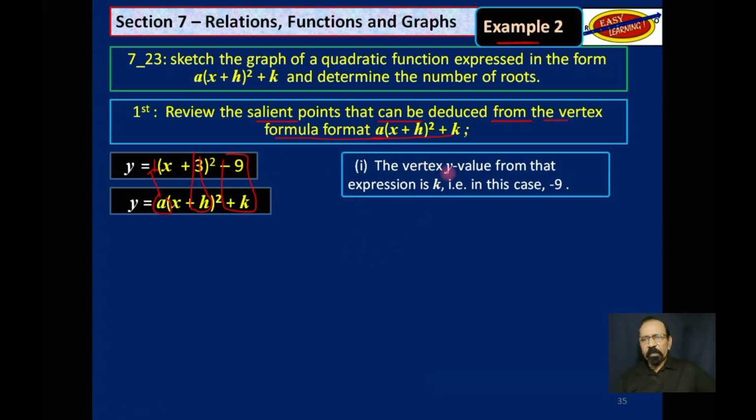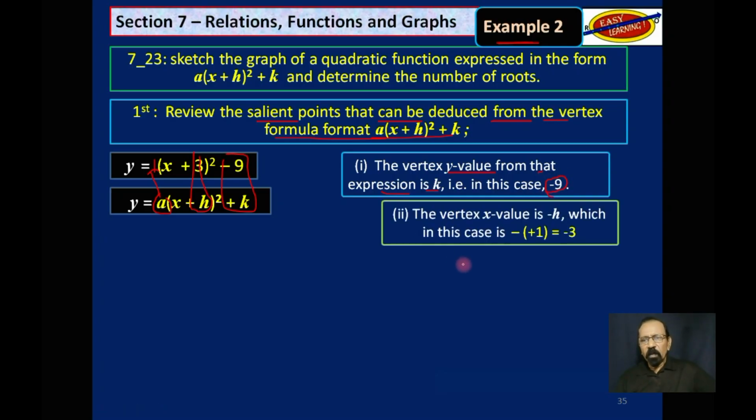The vertex y value from that expression is K, which in this case is -9. And the vertex x value is negative h, which in this case is negative positive 3.